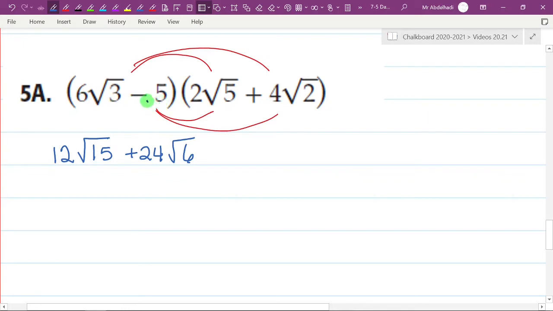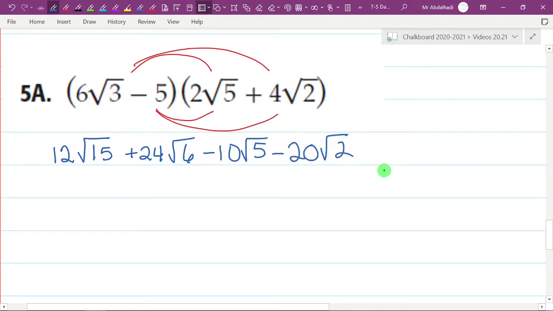Now let's distribute the negative 5. Negative 5 times 2 radical 5. Negative 5 times 2 is negative 10. There's no radical here. There's a radical 5 here, so just radical 5. Like I said, you could also think of it as radical 1, and then when you multiply the radicals, you get that, but not really necessary. And then negative 5 times positive 4 radical 2. Negative 5 times 4 is negative 20. And there's only a radical 2, so just bring it down.